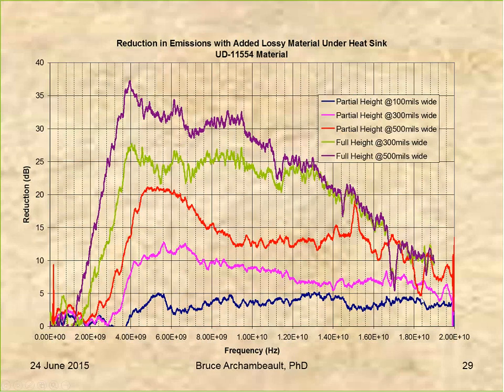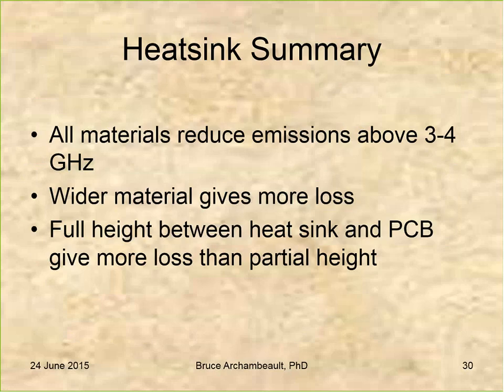When we have less material, we also have less loss. But still, if we only needed a few dB, then a partial height, that's only 100 or 300 mils wide, could do a good job for us rather than the full size absorption. Basically, the materials that I showed here all reduced the emissions above about 3 to 4 gigahertz. More material gives us more loss, and the full height between the heatsink and the printed circuit board gives us more loss than just a partial height. But again, if we only need a few dB, that might be good enough to reduce the cost.